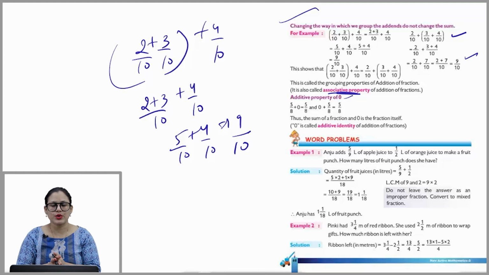5 by 8 plus 0 is equal to 5 by 8, and 0 plus 5 by 8 is equal to 5 by 8. Thus, the sum of a fraction and 0 is the fraction itself. 0 is called the additive identity of addition of fractions. Okay. Now, word problems. Example 1.